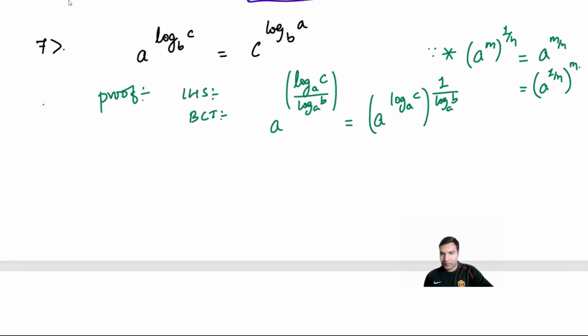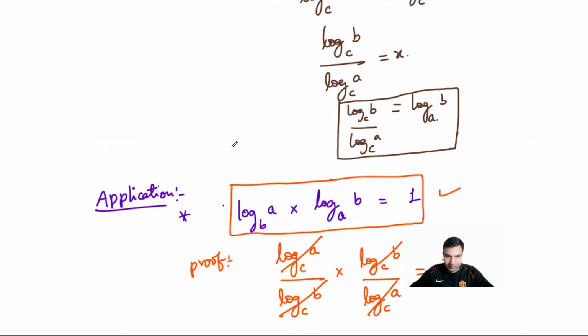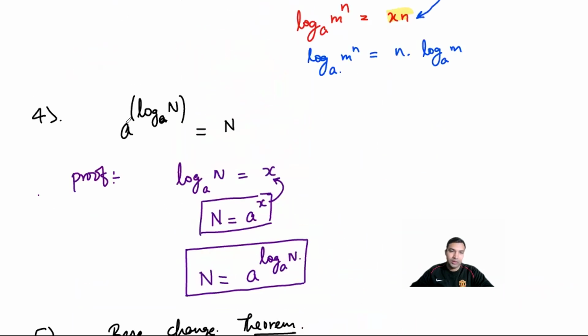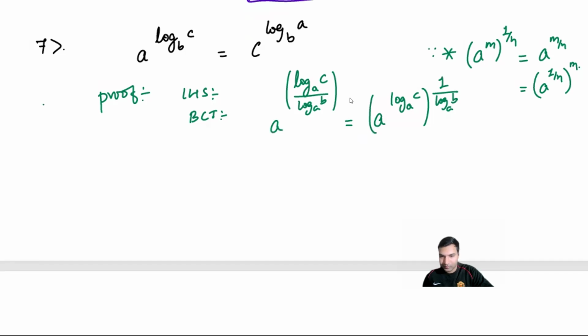Now, from the previous property, we have seen, the fourth property, a raised to log of n to the base a. Whenever this base and this base are equal, the answer is the number itself. So using this property, the fourth property, I can say this result will be equal to what? c. Okay. c raised to what power? 1 over log of b to the base a, isn't it?